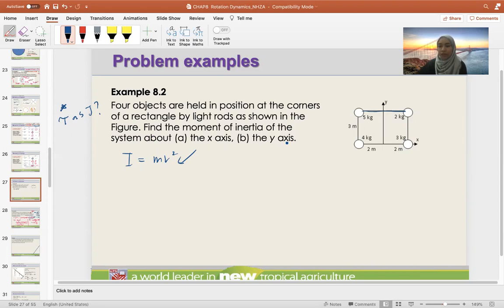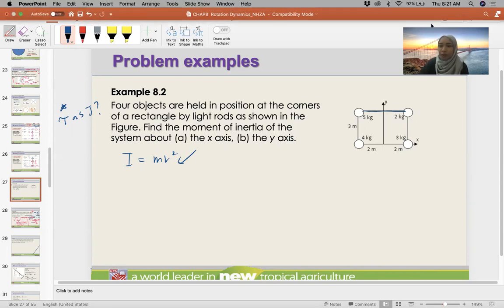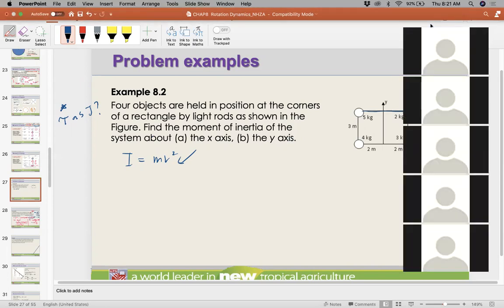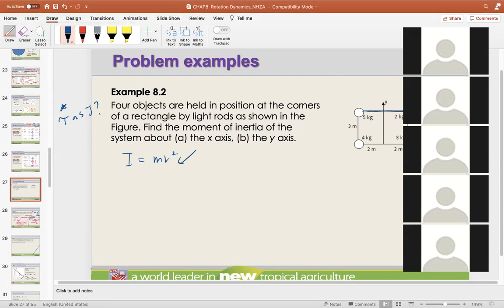Okay, I want us to discuss this question. What does it mean? Okay, so I'm going to ask someone to help me. Can I get Balkis Ashik? Are you there, Balkis? Balkis ada tak? Yes. Okay, Balkis.